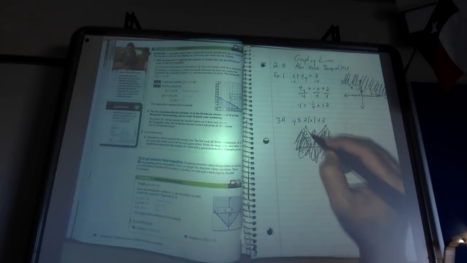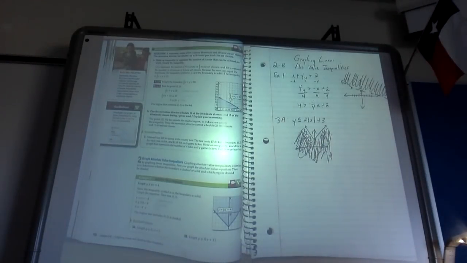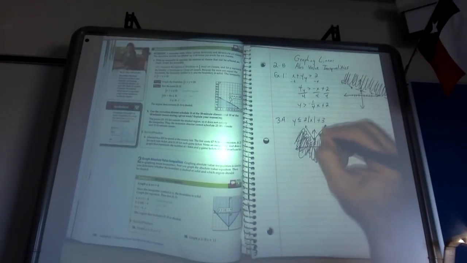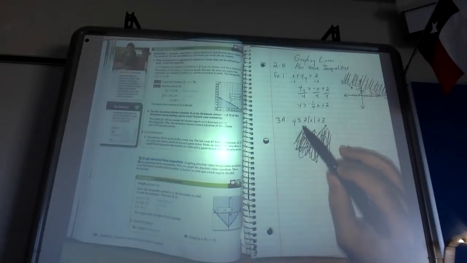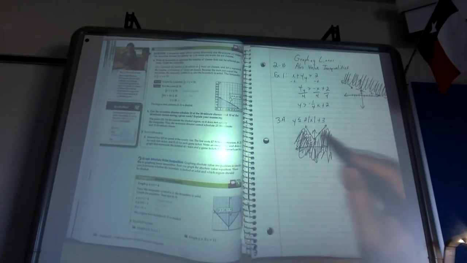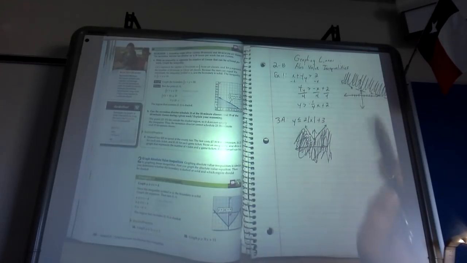The last place you can have solutions for this graph is on the solid line because it's equal to. So if you pick any ordered pair on the solid line and plug in x and y, you will get 3. And 3 is less than or equal to 3. That's why in this one, a solid line answer works, a dotted line answer doesn't work, like in example 1. Okay, let's make sure we're good.